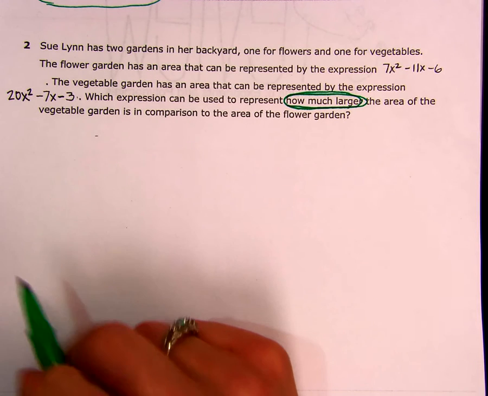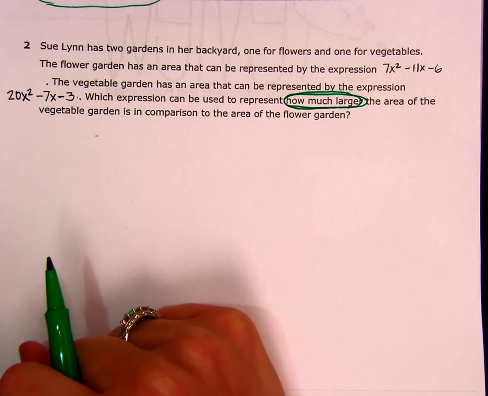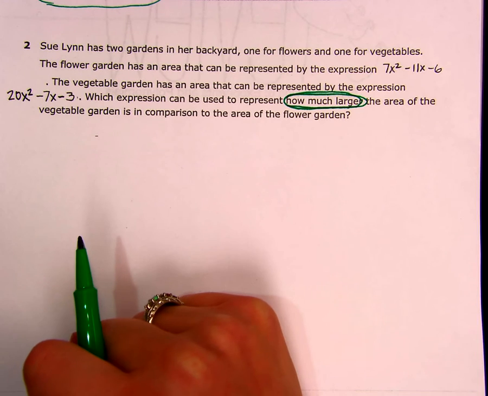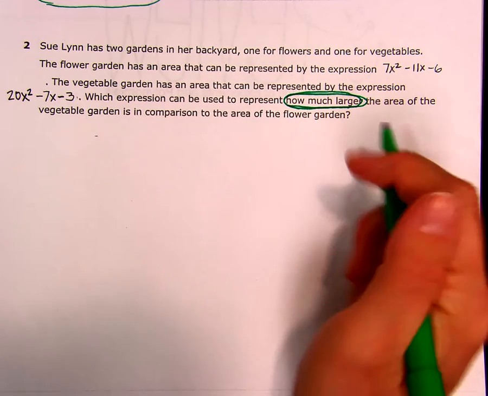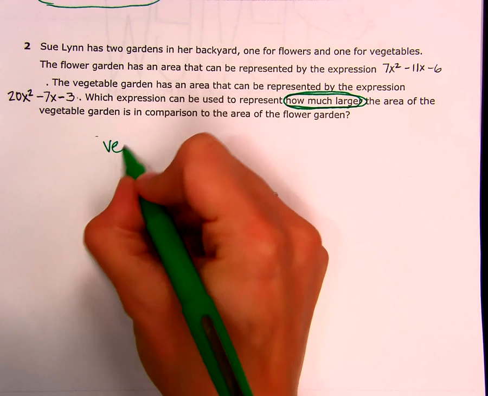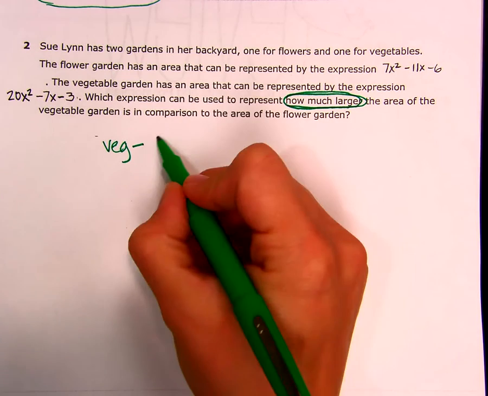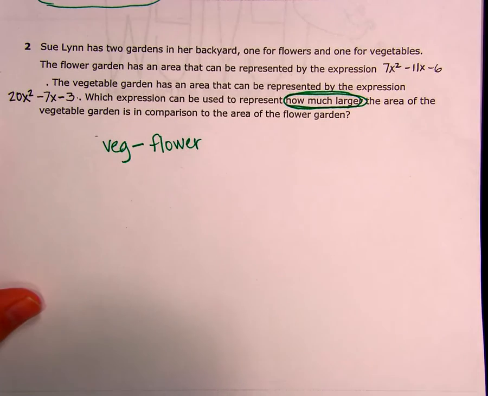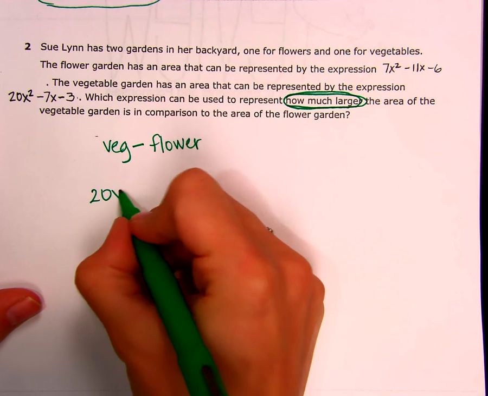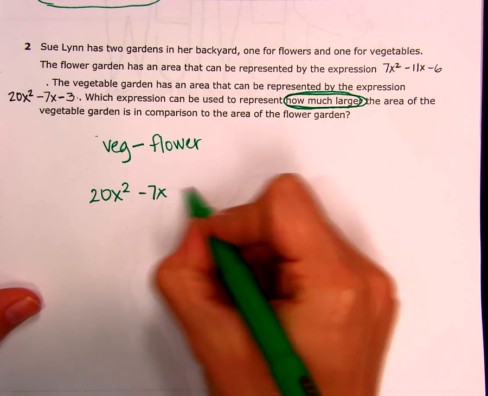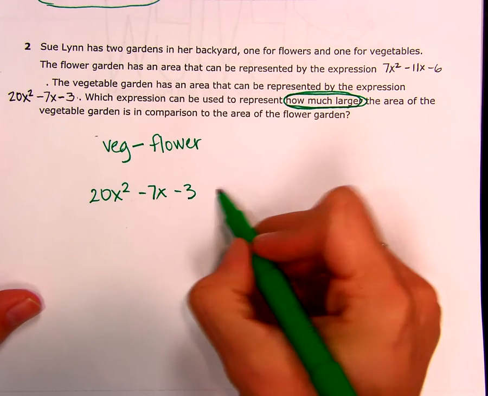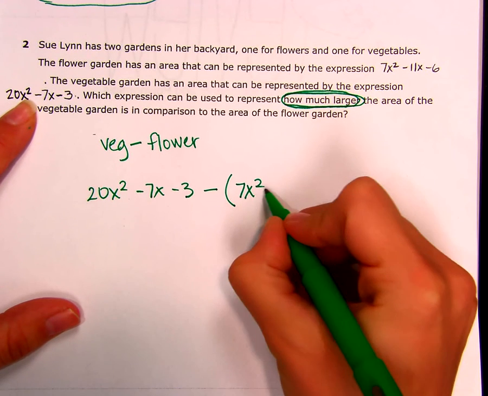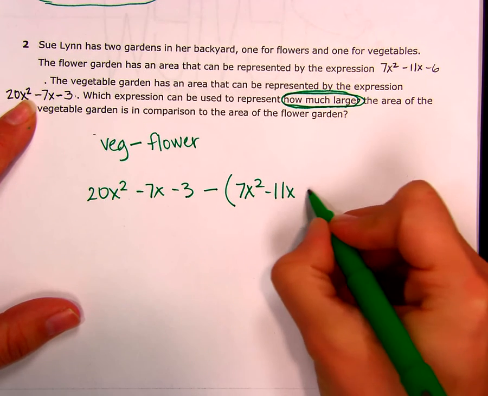That phrase, how much larger, if I think about 9 is how much larger than 5? Well, the answer is 4 because I would do 9 minus 5. So I want to do the same thing here. I want to do the vegetable garden minus the flower garden. So the vegetable garden is 20x squared minus 7x minus 3. Subtract, the flower garden is 7x squared minus 11x minus 6.